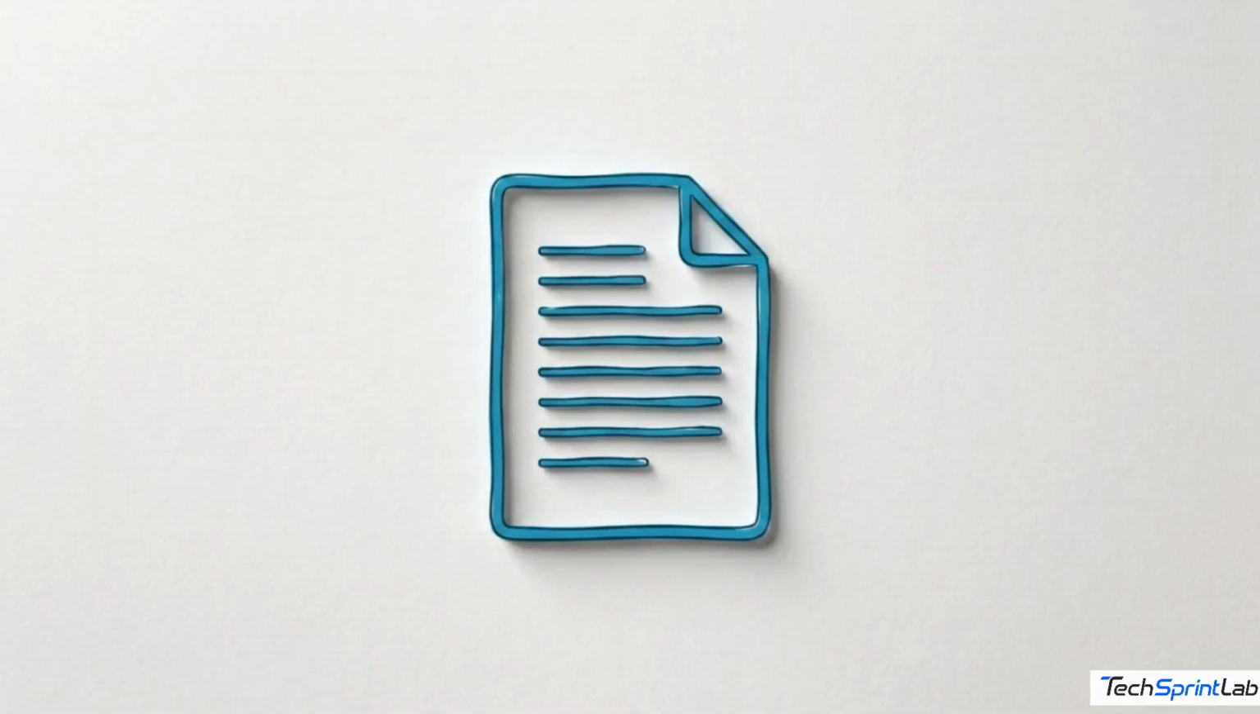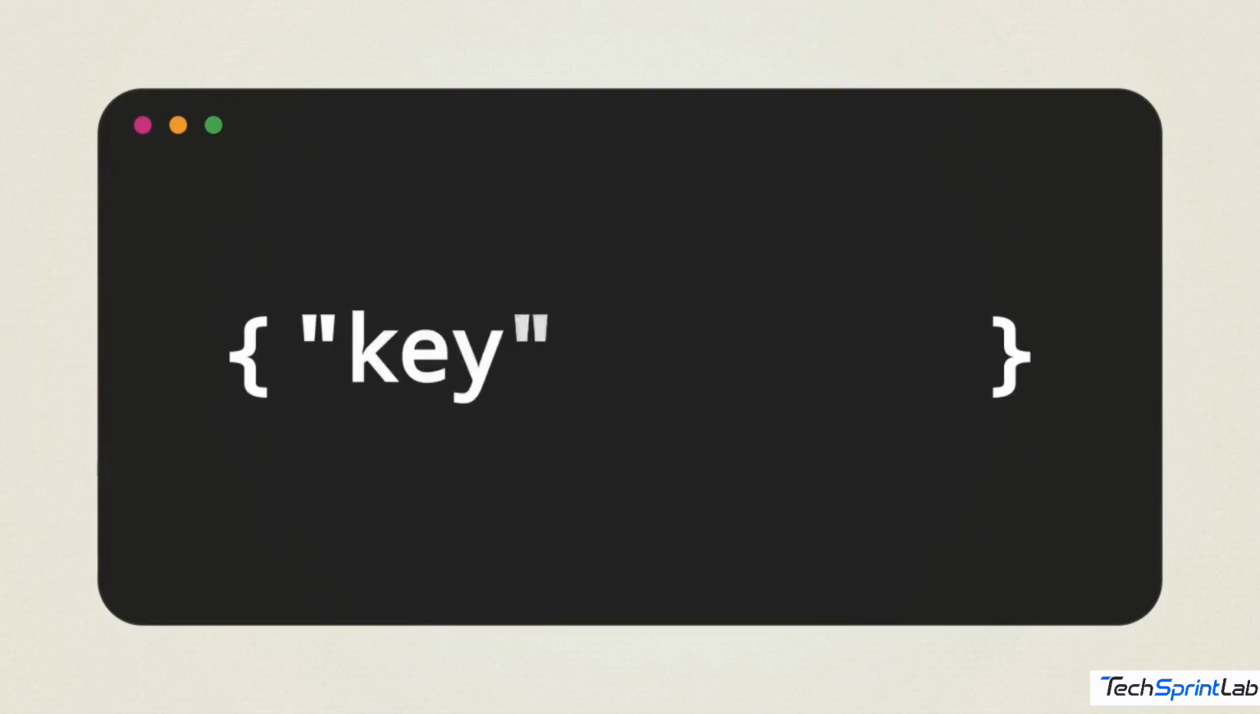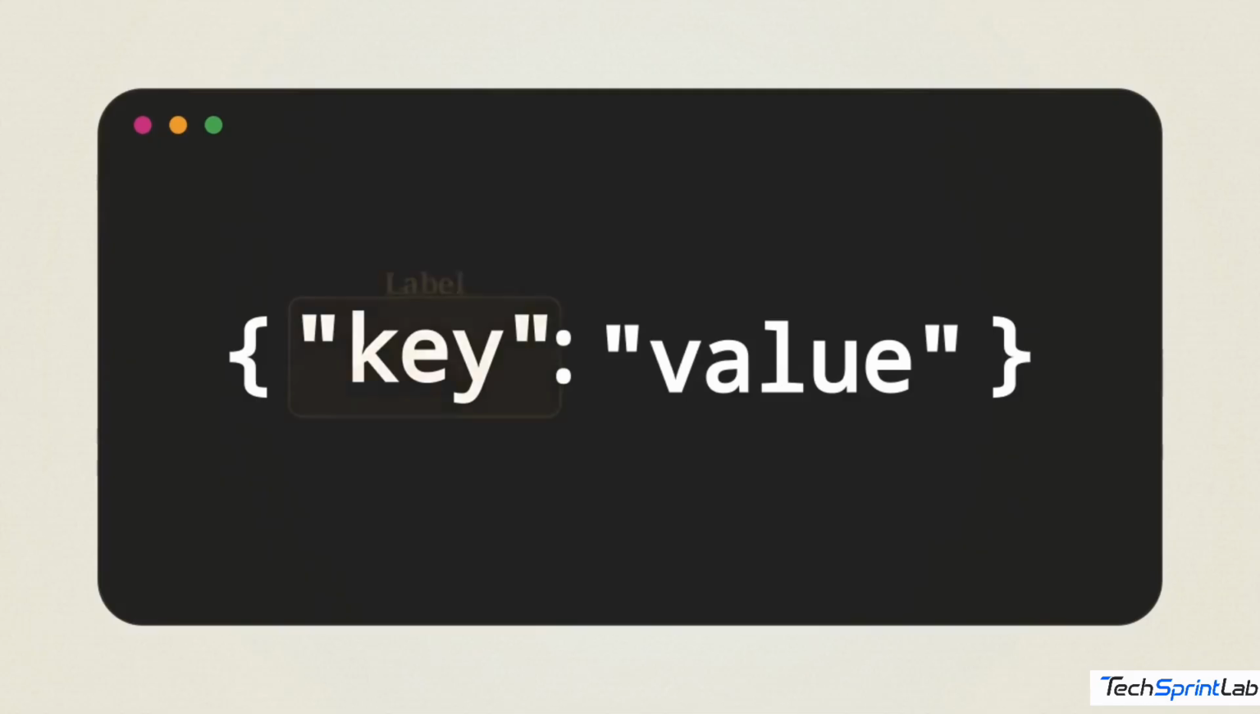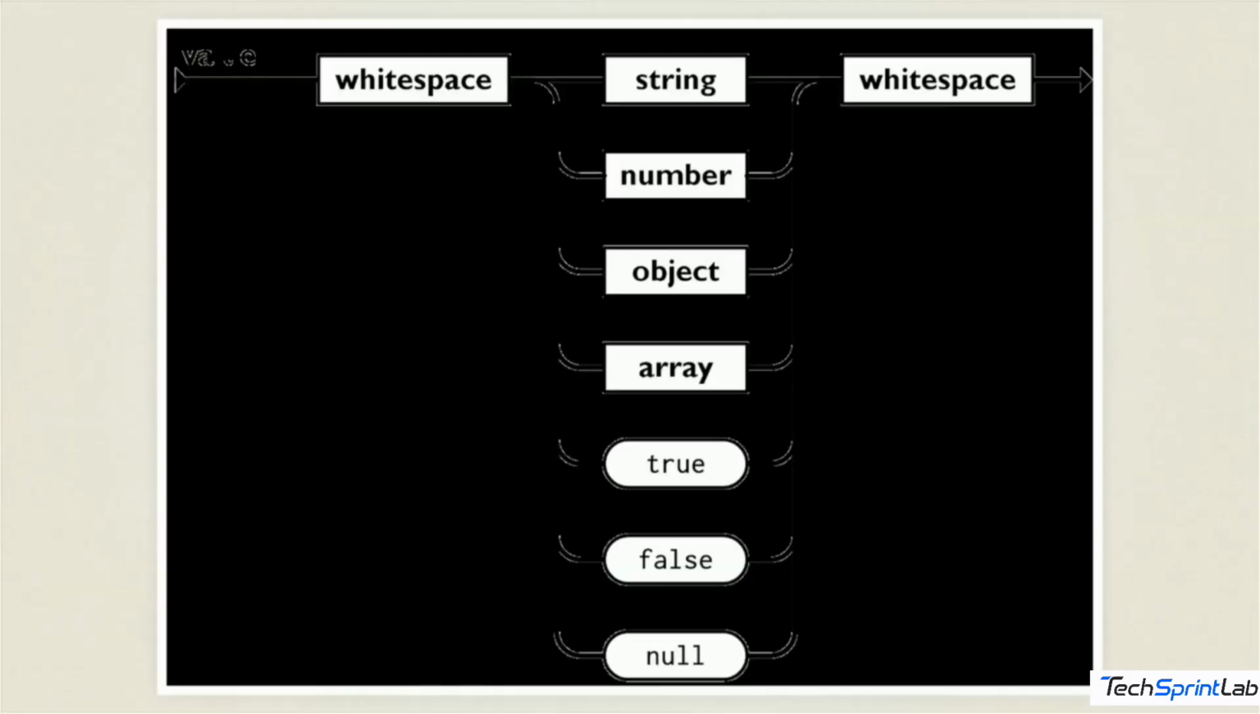JSON stands for JavaScript Object Notation, but despite the name, it is not limited to JavaScript. At its core, it is simply plain text. To create a JSON object, you establish its boundaries by opening and closing a set of curly braces. Inside those braces, JSON organizes data into key value pairs. Every piece of information requires a label, the key, and a corresponding value. This diagram illustrates the allowed syntax paths: string, number, object, array, boolean, or null.